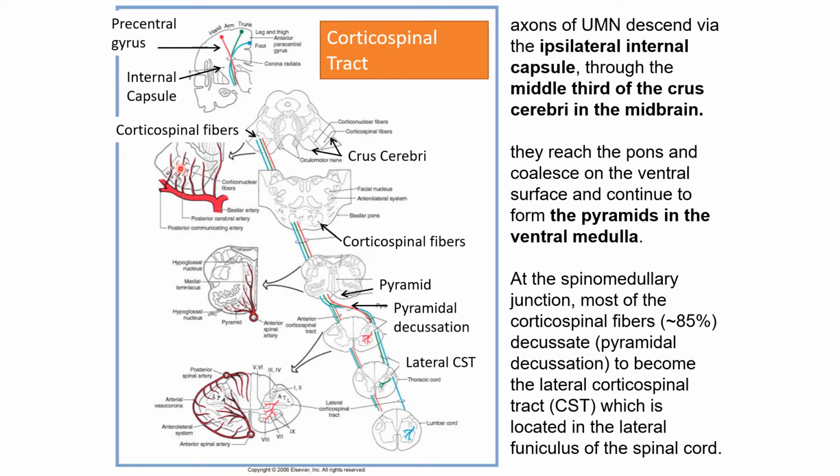The blood supply we can see at this location, and that is the posterior cerebral artery, feeds the midbrain, the crus cerebri, and the anterior spinal artery feeds the medulla, and we can see that the anterior spinal artery also feeds the corticospinal tract in the spinal cord.